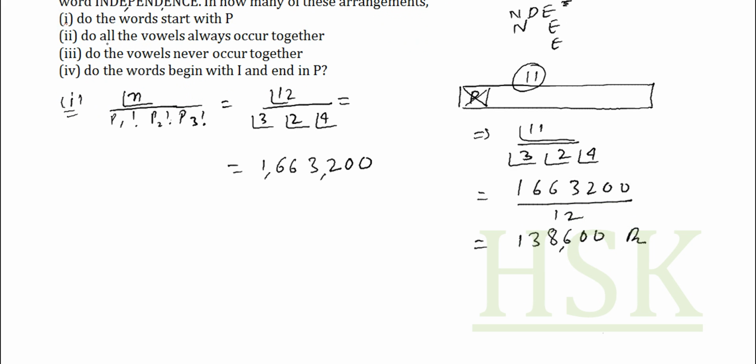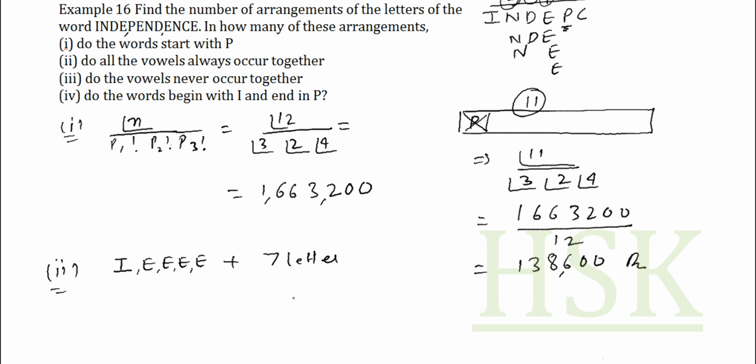In the third part, in how many of these do the vowels occur together? Okay. So this word independence has two vowels, I and E. E is repeated 4 times and I comes only once. And 7 letters are there, in which we have 3 N's and 2 D's. This is the only repetition, and the rest of the letters are different.